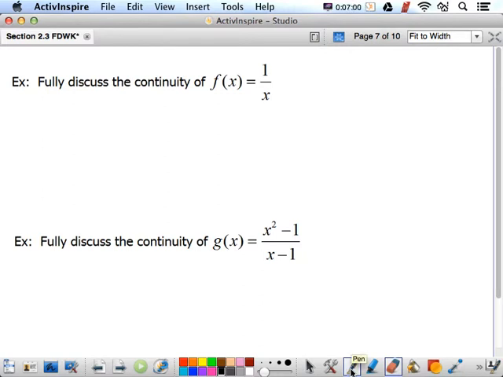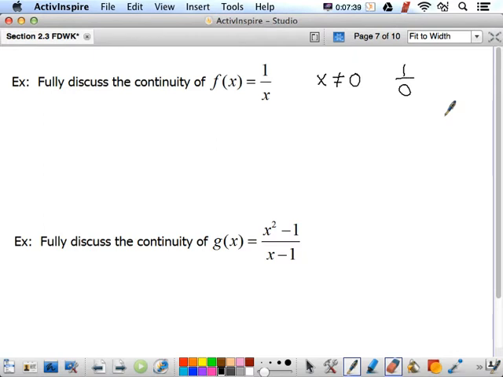The x value in question can be anything at all except what? 0. X can't be 0. What's happening where the denominator equals 0? How do you know it's a vertical asymptote rather than a hole? How do you know just by looking at it? If I plug in 0 there, I get 1 over 0. How do we know that that's a vertical asymptote occurring at x equals 0 and not a hole?